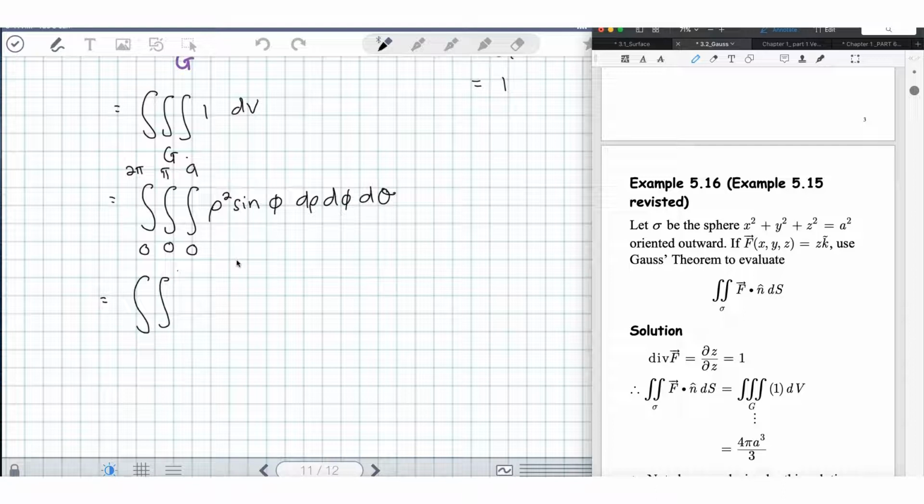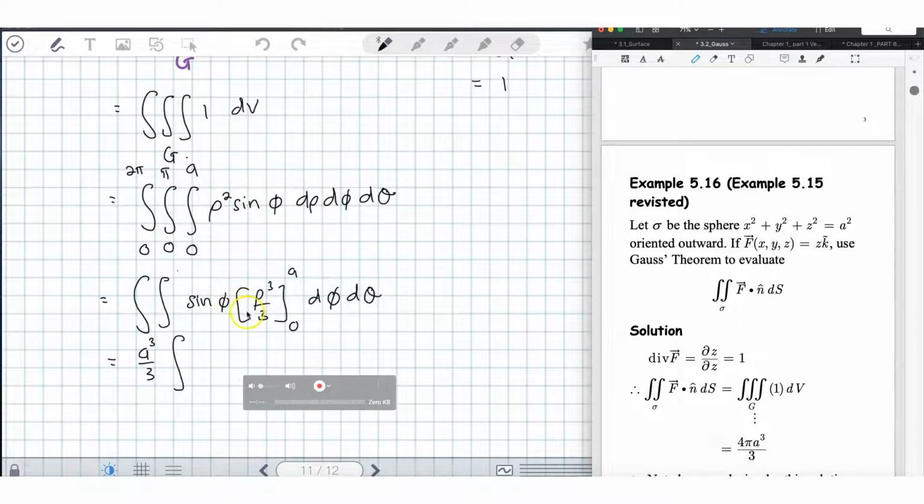Then we want to solve, so we integrate with respect to rho. Sine phi is constant, so we get rho cubed over 3, and then replace the limit 0 to a, d phi d theta. So then you will get a cubed over 3. Okay, and then integrating sine will give you negative cos phi, from 0 to pi, d theta.